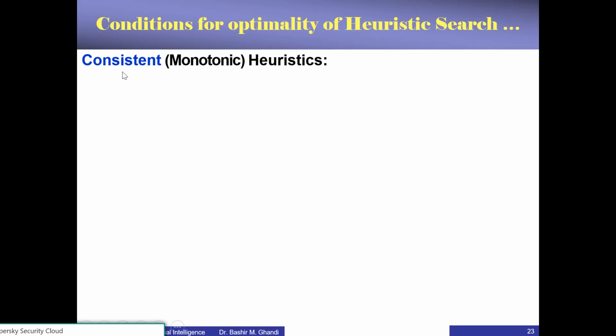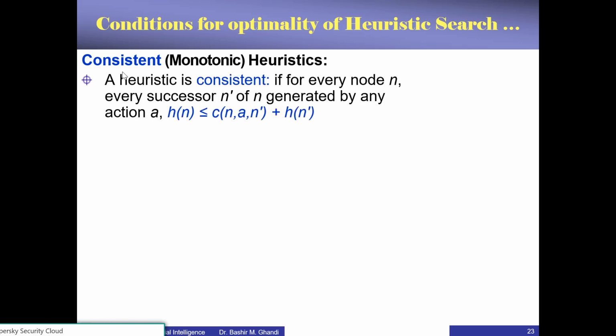When do we say a heuristic function is consistent? A heuristic function is consistent if for every node n, every successor n prime of n generated by any action a is such that h(n) is less than or equal to the cost from n to n prime based on the action a, plus the heuristic value from n prime.